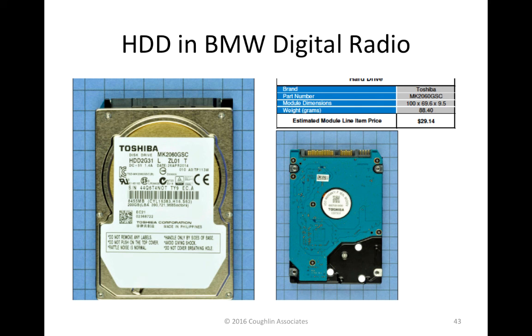Here's a picture of, in this case, a 200 gigabyte version of that Toshiba hard disk drive used in this BMW digital radio. So here we can see the part number for this piece. We can see that the Tech Insights estimate of the cost was something in the neighborhood of $29 with a single platter 200 gigabyte 2.5 inch drive.